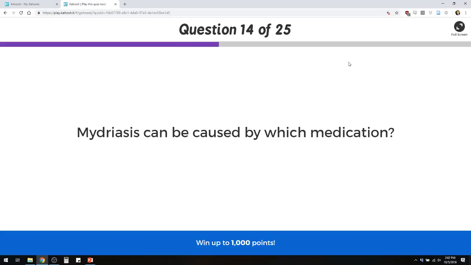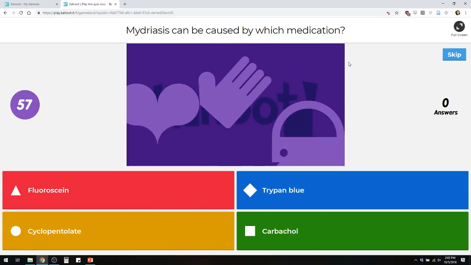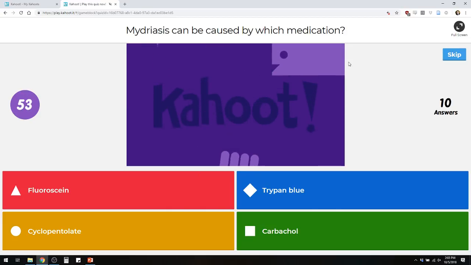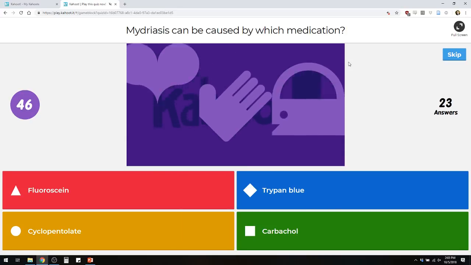Mydriasis could be caused by which medication? Fluorescein, trypan blue, cyclopentolate, or carbachol? I can't remember if I took the trypan blue off the slides or not. I might have. So you have no idea what that is, so it's probably not the right answer. There you go. The other three, though, are definitely there.